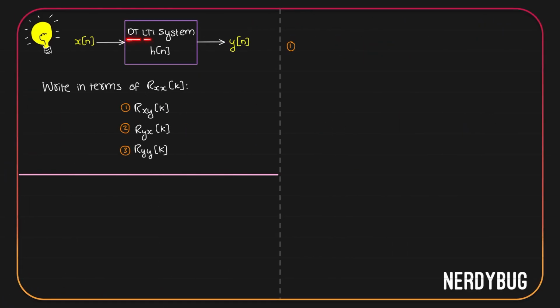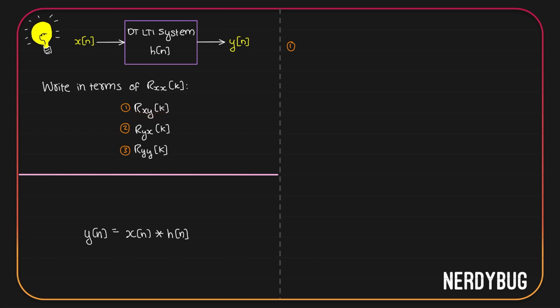Here we have a discrete time LTI system whose impulse response is h of n. We are giving an input x of n and we are getting an output y of n. We have to write rxy of k, ryx of k and ryy of k in terms of rxx of k. First of all, y of n is the output of an LTI system whose impulse response is h of n to an input x of n. So what can we write about these? Y of n will be the convolution of x of n and h of n.